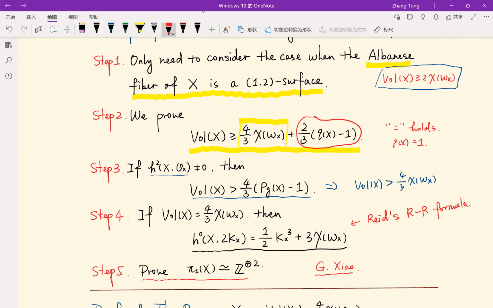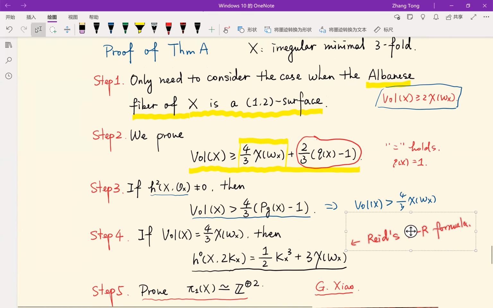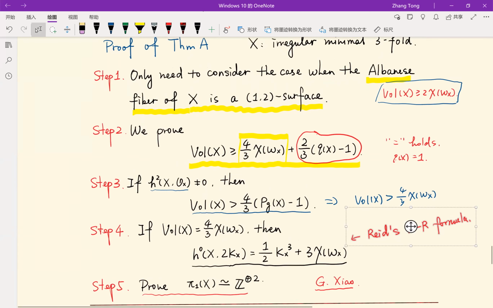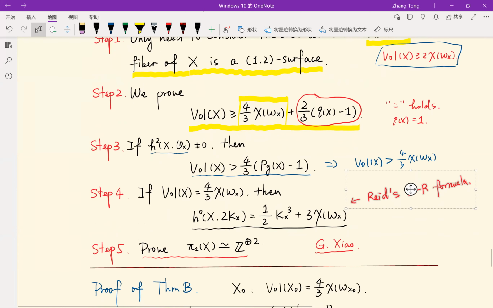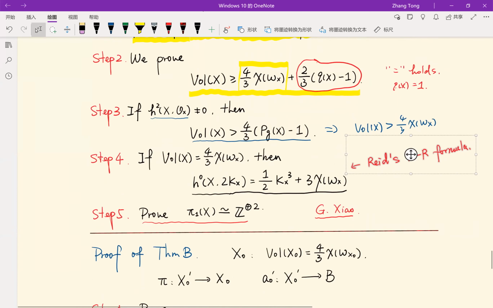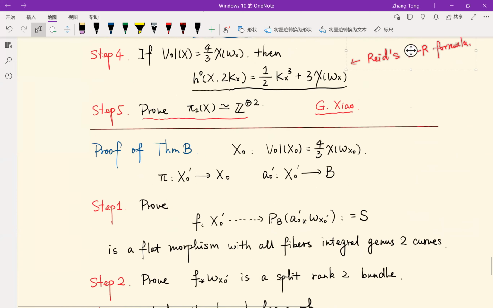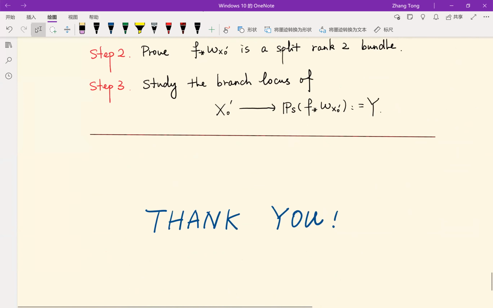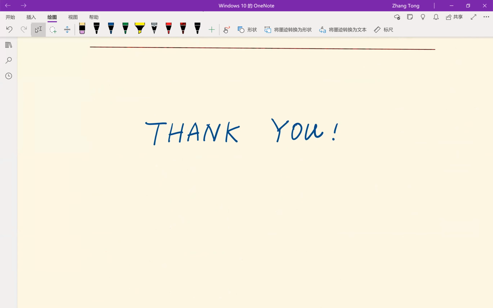So this is somehow the proof of Theorem A, and I don't have enough time for the proof of the second theorem. So I think it's better to stop here, and I'm happy to answer some questions. Okay, so thank you very much for this talk. Any question from the audience?